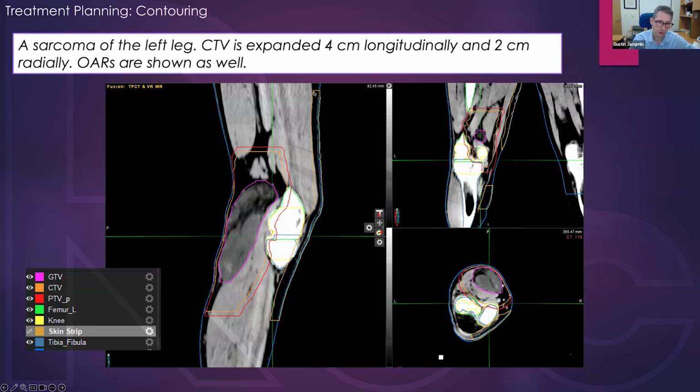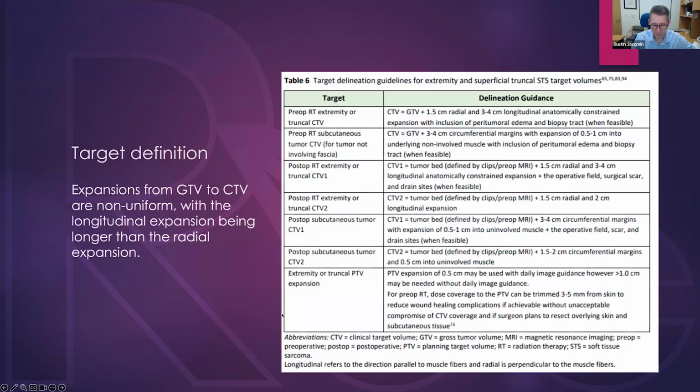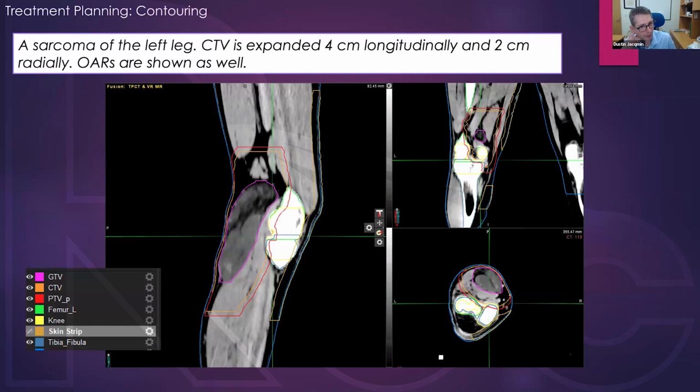We also have a strip of skin here. It's very common to choose a strip of skin that's like 3 or 4 centimeters wide and as long as the target volume, and to spare that during radiotherapy planning.